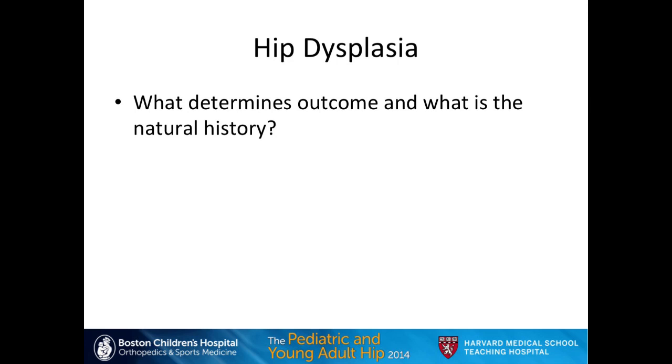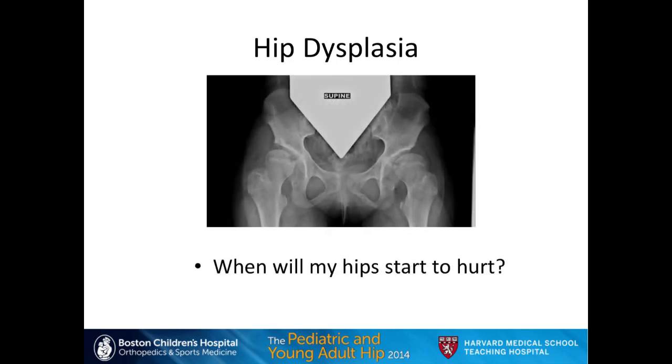So what determines the outcome and what is the natural history? This is a real question. Other questions that come up from patients is, when will my hip start to hurt? If I've got dysplasia, I walked in your office, I had this abdominal x-ray, and then my PCP said, you got to go see an orthopedic surgeon because the read from Dr. Bixby says you got hip dysplasia.